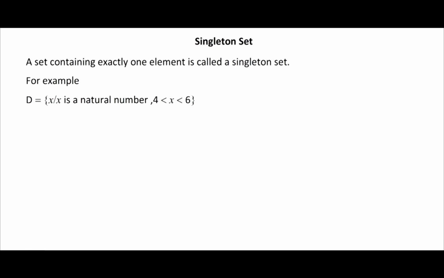See the next example. C is equal to the set of all x such that x minus 4 is equal to 0. That means C is the set of all solutions of the equation x minus 4 equals 0. The only solution of the equation is x equals 4.